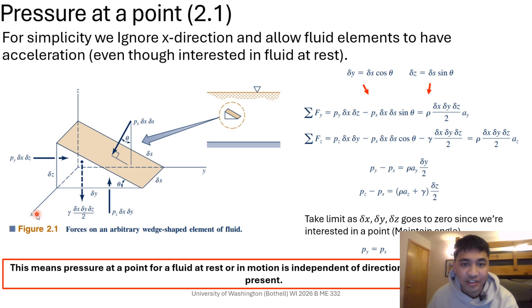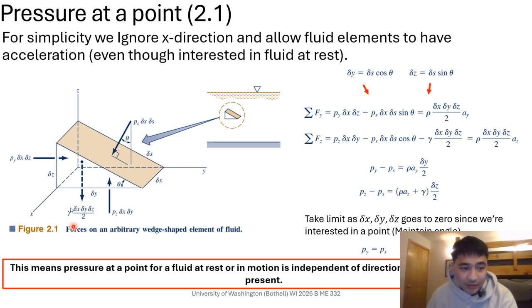So that's the direction coming towards us, and we allow the fluid element to have acceleration. Even though we're interested in the fluid at rest, it's just easier to solve because we'll have something that fully equals 0 here. And you'll see in the calculations why we do this.